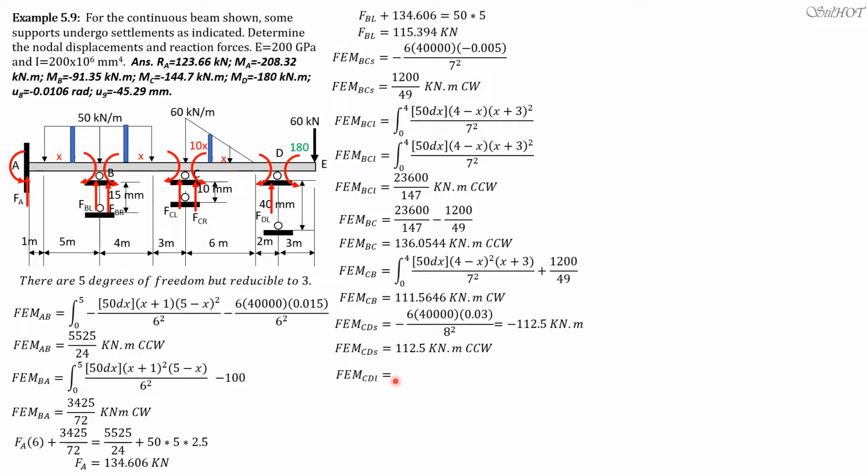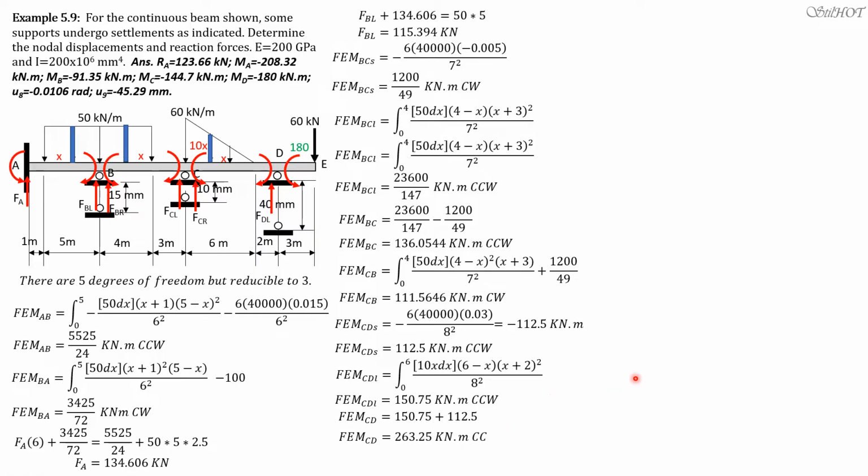And due to load is integral of 10x times quantity 6 minus x times x plus 2 quantity square over 8 square, 0 to 6. So it is expected counterclockwise. And because this is counterclockwise, the net fixed moment in CD is, we add the 2. So that would be 263.25 kilonewton meter. So that's counterclockwise.